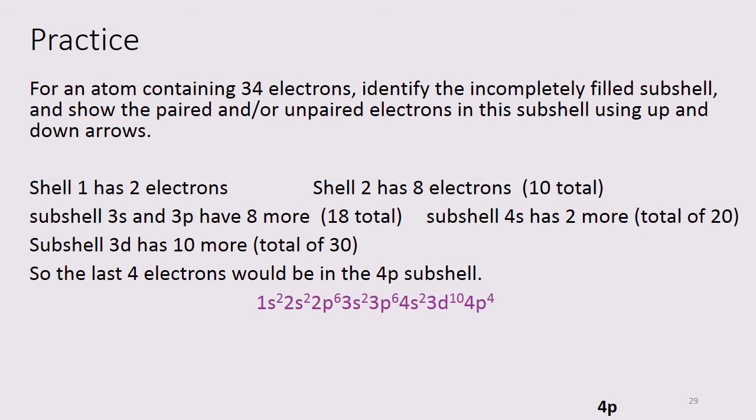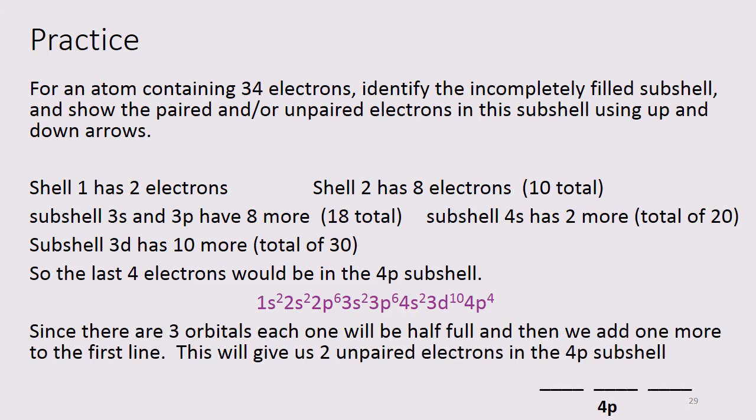All right, how would they be arranged in that 4p subshell? Well, notice that there's 3 orbitals within the 4p subshell. So first we'll fill each one up halfway. So if we have to put 4 electrons in there, we'll have 1, 2, 3. And then we have to add 1 more to the first line. Actually, it doesn't really matter which one you put it in, but just start back at the first one. So this gives us 2 unpaired electrons in the 4p subshell and 2 paired electrons.